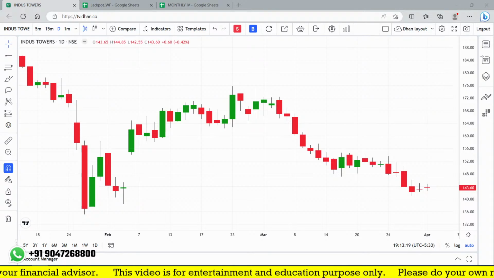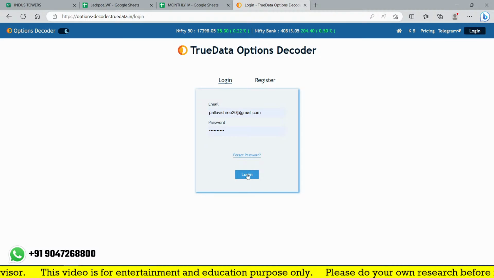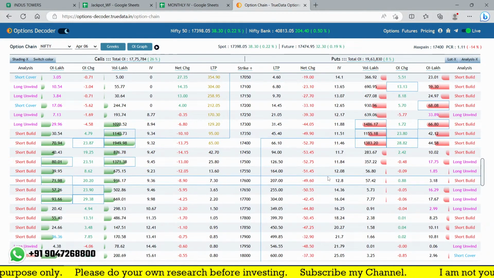OI change. Perfect charting doesn't have an OI change scanner. If you want an OI change scanner, you can go to Option Decoder. It is a paid software which is available. Here you can see what the OI changes are, and you can go for that.